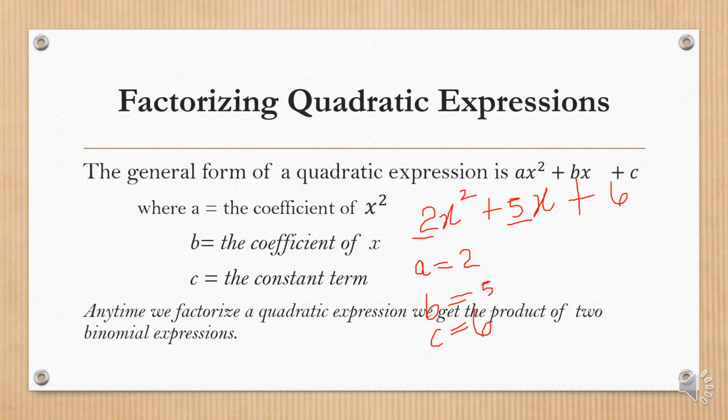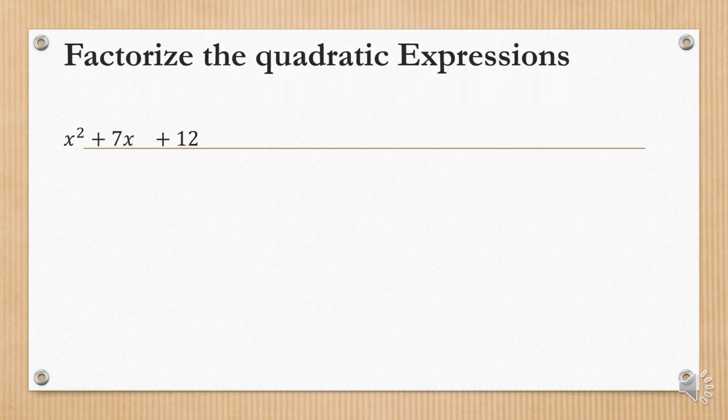We must be able to identify what a is, what b is, and what c is. The second thing, anytime we factorize a quadratic expression, we get the product of two binomial expressions. And remember, in the last tutorial that we did, we know what binomial expressions are: two terms in brackets. Let's begin with this. X squared plus 7x plus 12. We want to factorize this quadratic expression as a product of two binomial expressions.